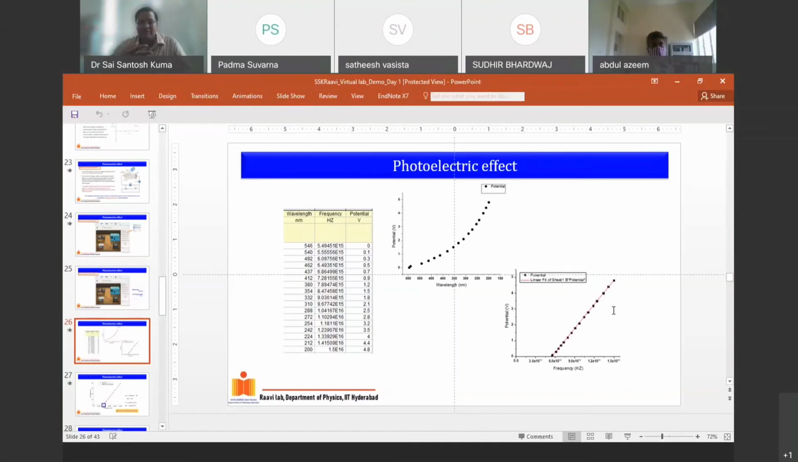Standard gratings always come with 1800, 1600, and 1700 lines per millimeter. So we are somewhere close to that. We need to check what is the right one we have used.